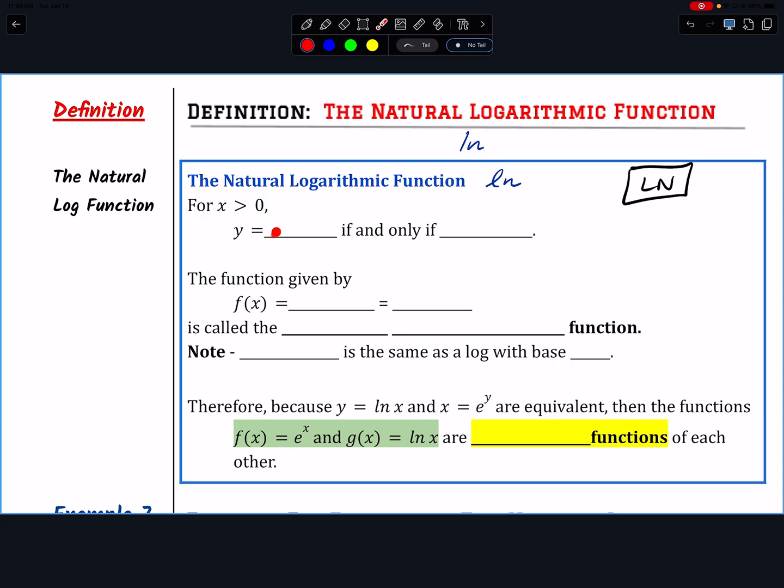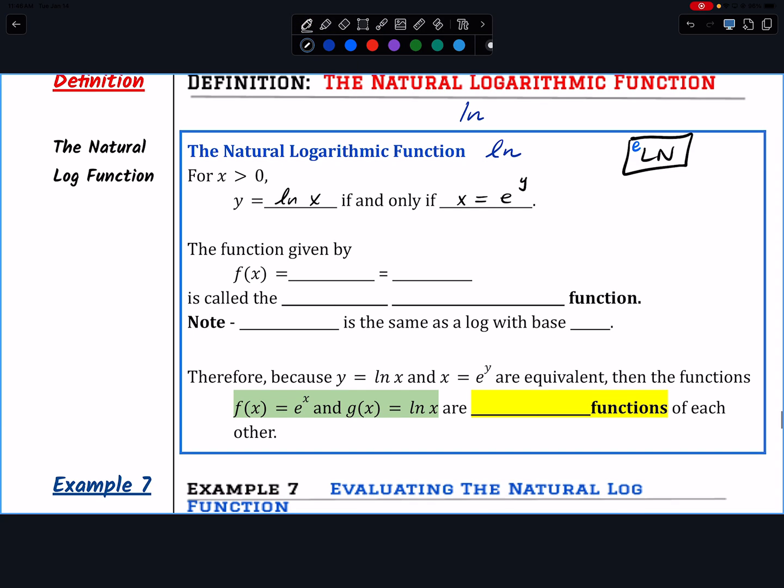Okay, so the definition: for x positive, y is equal to the ln of x if and only if x is equal to e to the y. So if you guys notice on your calculator, isn't there an e in the corner? And there's a reason for that. What did I tell you guys yesterday is the relationship between most of the buttons? They're inverses. So this should tell you that ln and e are inverses, which we'll talk about here in this box. Okay? So this stands for natural log.